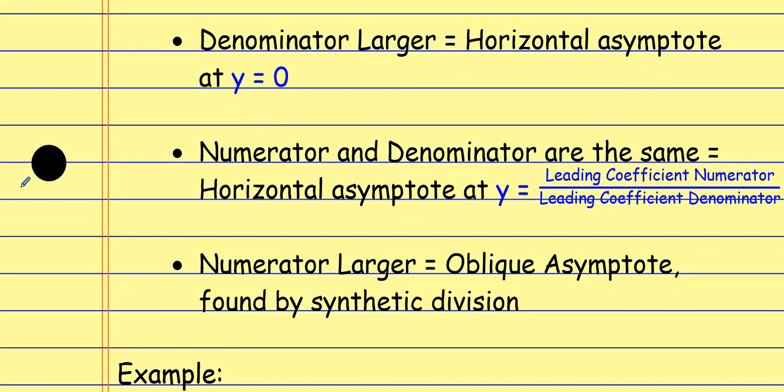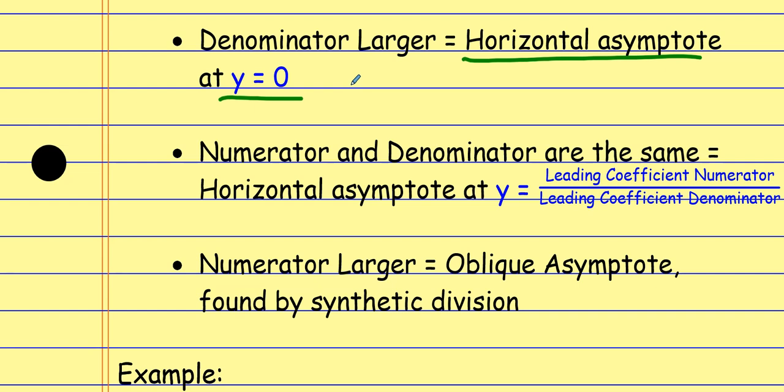Either the denominator has a bigger degree, the numerator has a bigger degree, or the degrees are the same. Okay? So if the denominator has a larger degree, we just say, oh, it's horizontal and it's y equals 0. Done. That's the one we should hope and pray for in every example that we're given. Oh, the denominator's bigger, y equals 0. All right? Done.